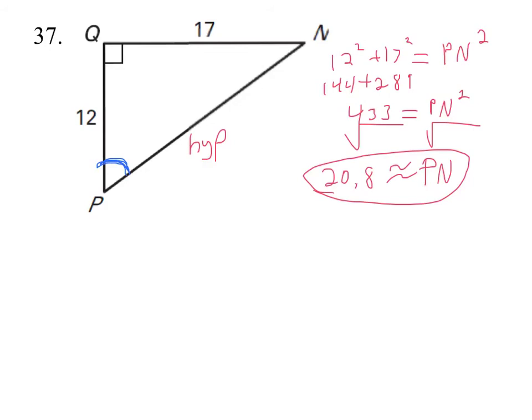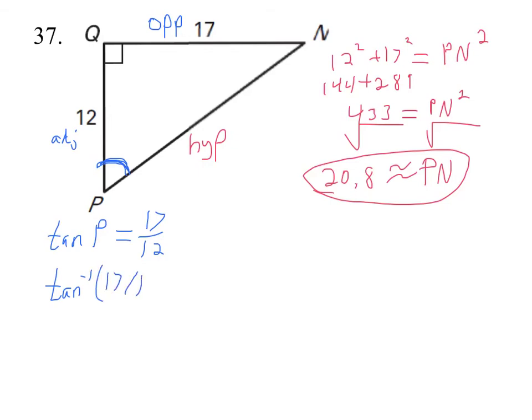So if you want to look at this from P's point of view, 17 would be the opposite, and 12 would be the adjacent. And so you could say tangent, because that's what opposite over adjacent is. Tangent of P equals 17 over 12. But what is P? For that, you would need to do inverse tangent of 17 over 12. It's like you're asking, what angle has a tangent of 17 over 12? So you type that in, and you get about 54.8 degrees.